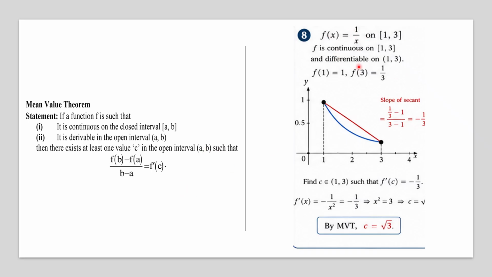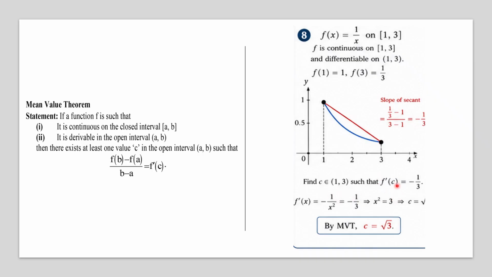Here f of x is 1 by x, so this is the graph of 1 over x on the interval 1 to 3. Of course this graph is continuous on 1 to 3 and it is also differentiable. So find the value at the end points: f of 3 is 1 by 3, f of 1 is 1. The slope of the secant is f of b minus f of a over b minus a, so minus 1 by 3. So this must be equal to f prime c, and we have to find the value of c, and this must belong to 1 to 3.